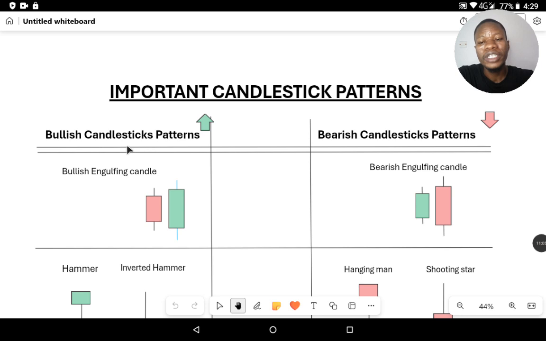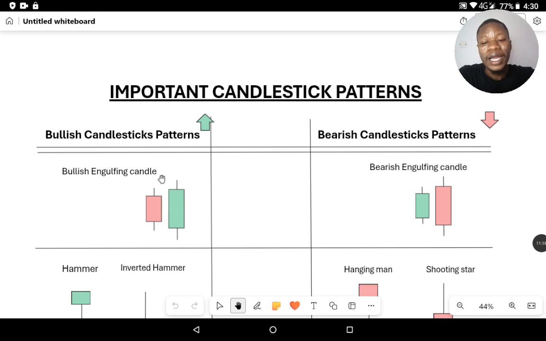So for the bullish pattern, when you see this formation, they are always strong, or let me say they are always effective when they appear on the support level in your chart. We've done market structure, so you should be able to understand what support and resistance levels are. So these are important levels in your chart pattern.